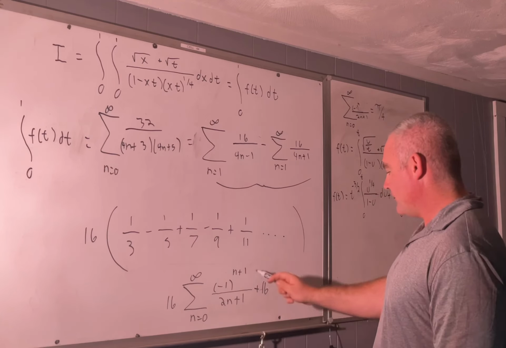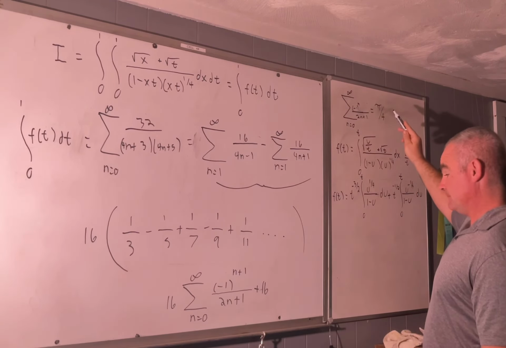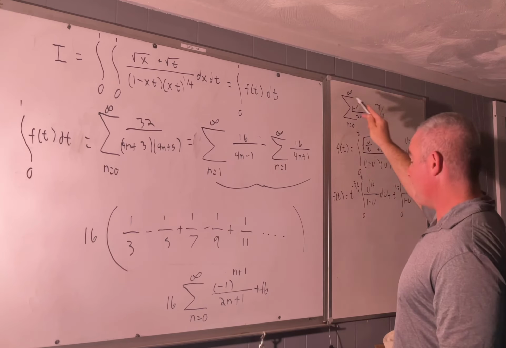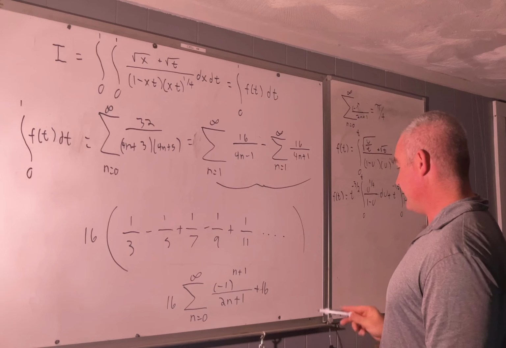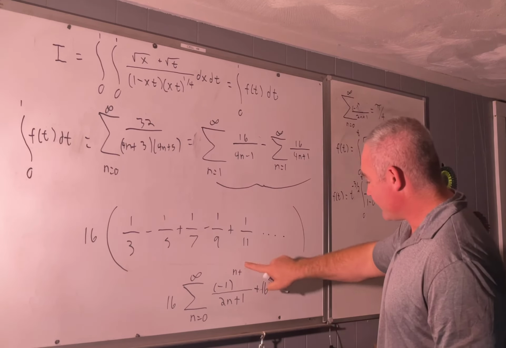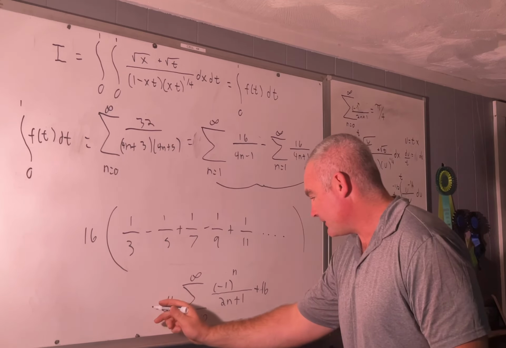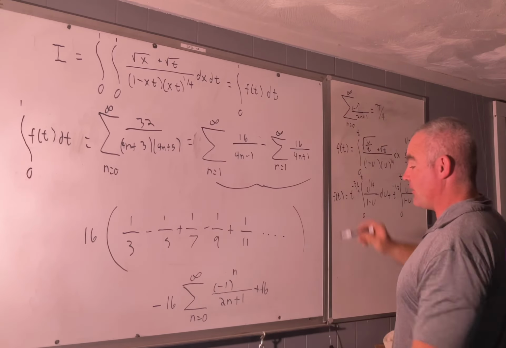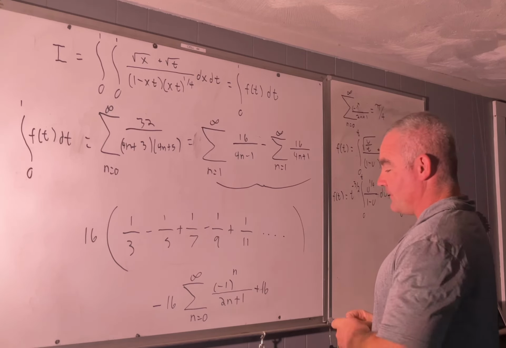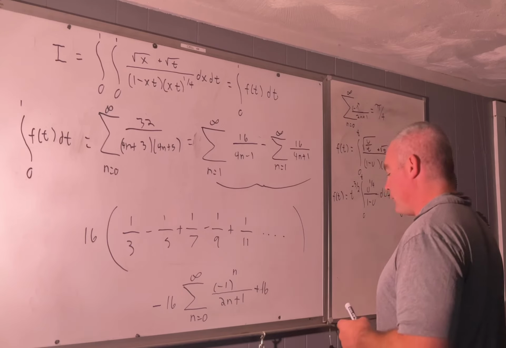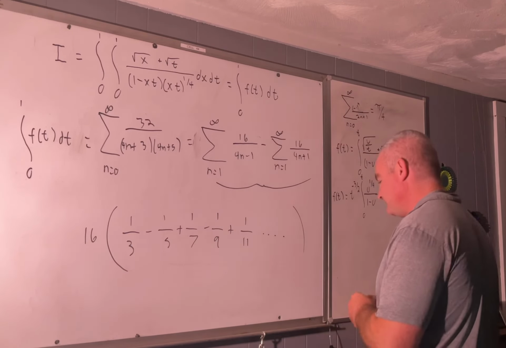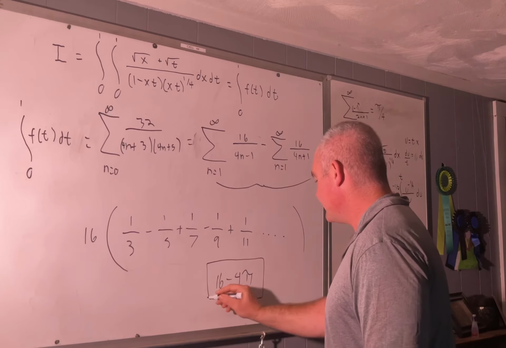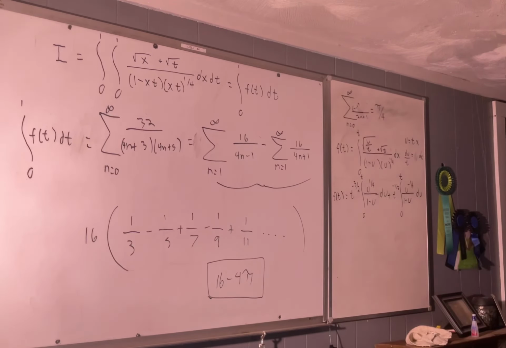And now we can see that this is almost our correct form. Let's get rid of this plus 1 on our n and then bring it out as a negative. So now this is exactly this, so we know that's pi over 4. So that's going to give us 16 minus 4 pi, right? That's going to be the final answer. 16 minus 4 pi. And yeah, that's it. That's the answer. I hope you guys enjoyed that.